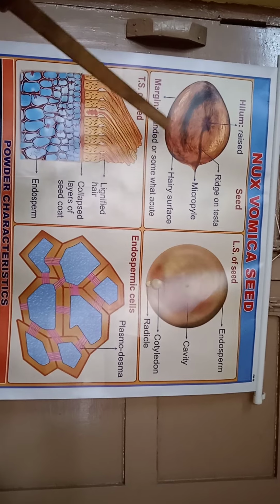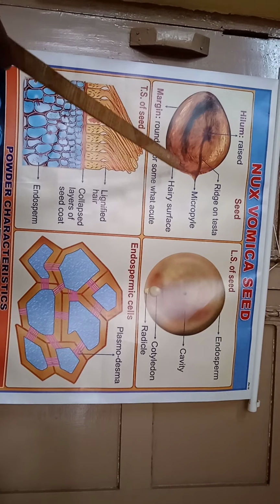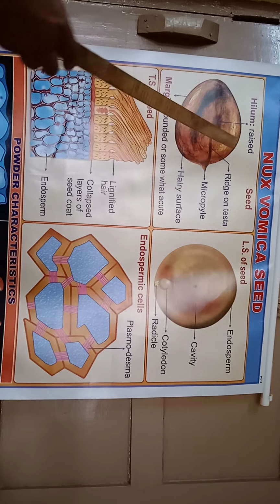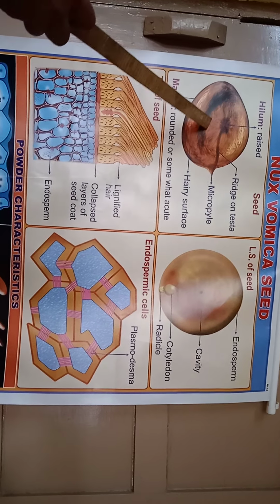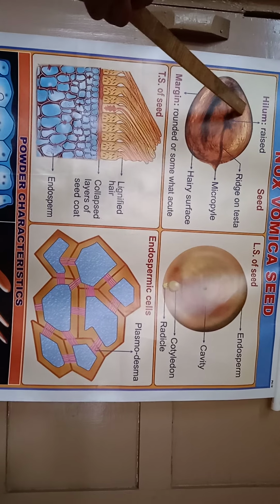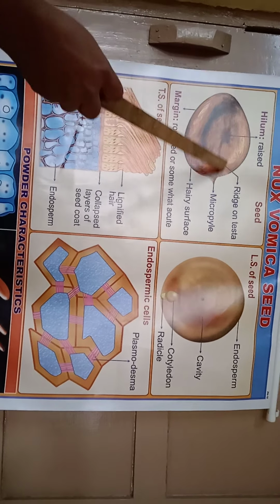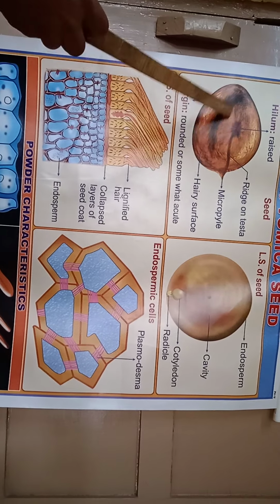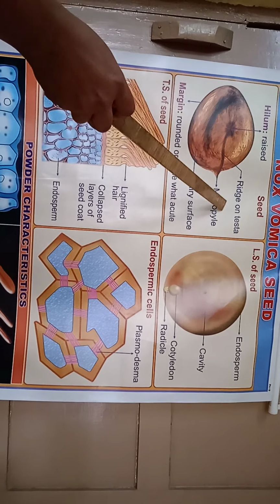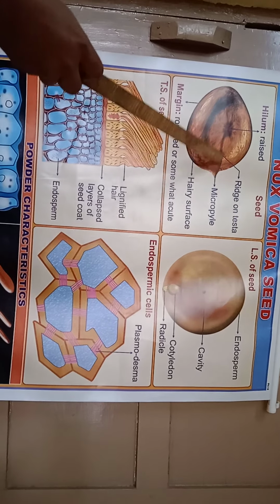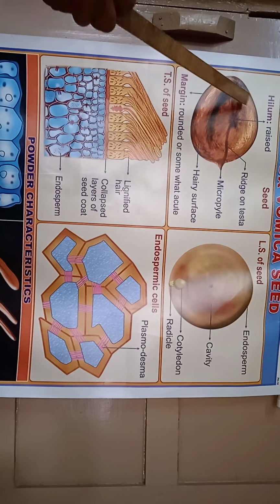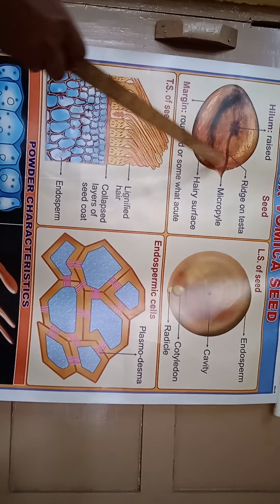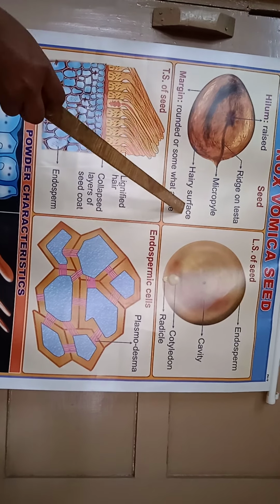Here you can see this is the macroscopy or morphology of the Nux vomica seed. This is the seed. At the center you can see a small raised portion which I have already shown you, which is called a hilum. Then from the hilum one line reaches to the micropyle, which is called a ridge on the testa, and one projection is there on one side of the seed which is called a micropyle. The margin of the seed is rounded and somewhat acute, and the seed is covered with a hairy surface.